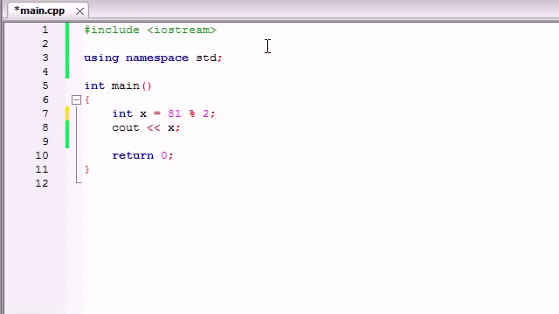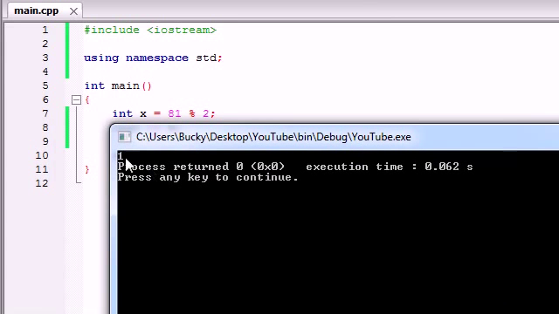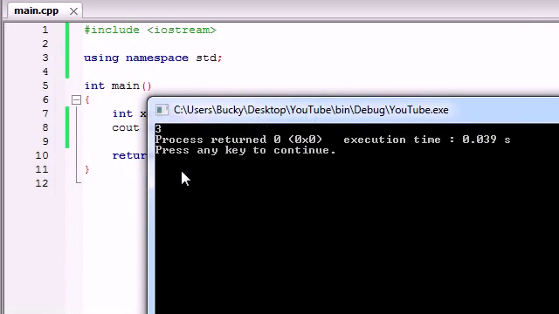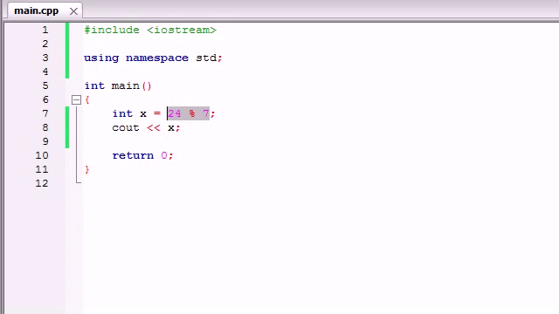What this is going to do is give you the remainder of the answer. It's not going to say 40 remainder 1, it's just going to give you that 1. So let's build and run this, and you can see that whenever we do 81 modulus 2, it gives us the remainder, which is 1. So let me show you a better example, maybe 24 modulus 7. Well, we know that 24 divided by 7 is 3 with a remainder of 3. So let's build this, and again, it doesn't say 3 remainder 3. It just says the remainder, which is 3. Simple enough.